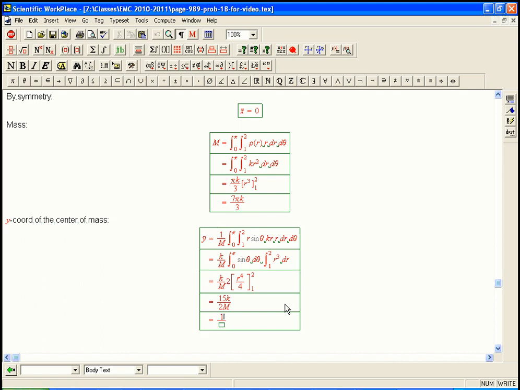Okay, so now let's put in the m. Okay, so 1 over m is 3 over 7 pi k. I forgot to check this in the back of the book before I did this, and I'm doing it in a little bit of a hurry, so we'll see if we get the right answer. So we get 45 over 14 pi. And bear with me for a sec while I check, because I don't want to put up something that's false. 45 over 14 pi. And that's the y coordinate, and of course the x coordinate is 0. Done.